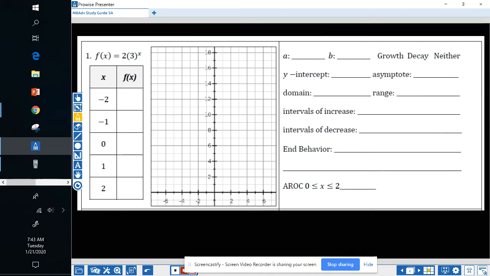Okay, on problem number 1, we notice that the A value is 2, our B value is 3, and since B is more than 1, we have exponential growth. The y-intercept is whenever we plug in 0 for x, and in this case we get 3 to the 0 is 1, and 1 times 2 is 2. So we can plot that, (0, 2), and our asymptote is the k value, which is 0. So the x-axis is our asymptote.